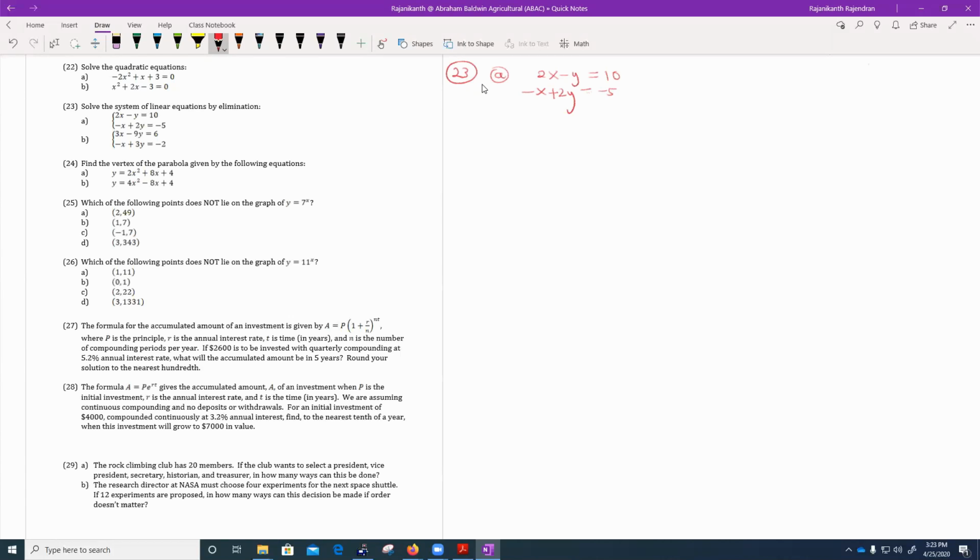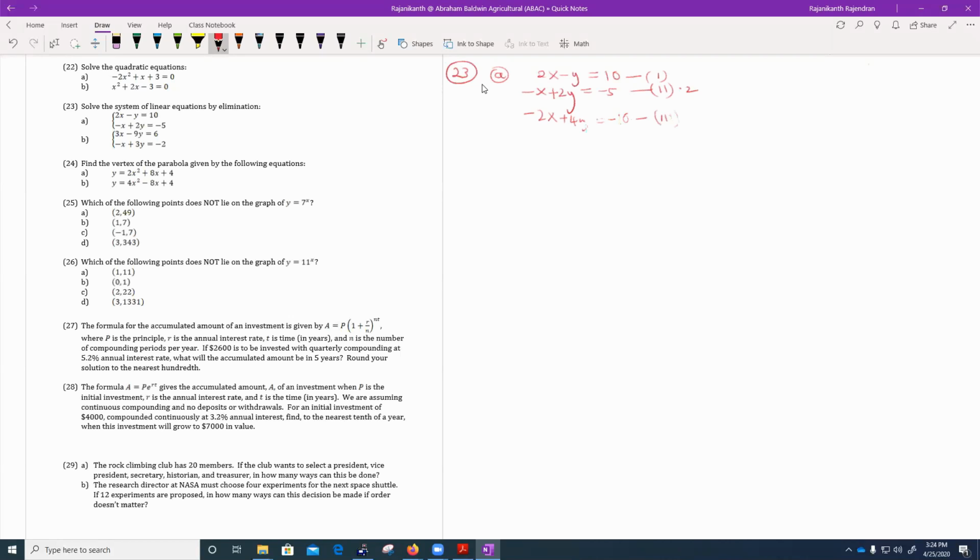So first of all, you need to solve for one variable, right? Let me call these equations 1 and 2. So let us multiply equation 2 by 2. I'm simply multiplying by 2. That means this is going to be negative 2x plus 4y is negative 10. Okay, so this is my equation 3.